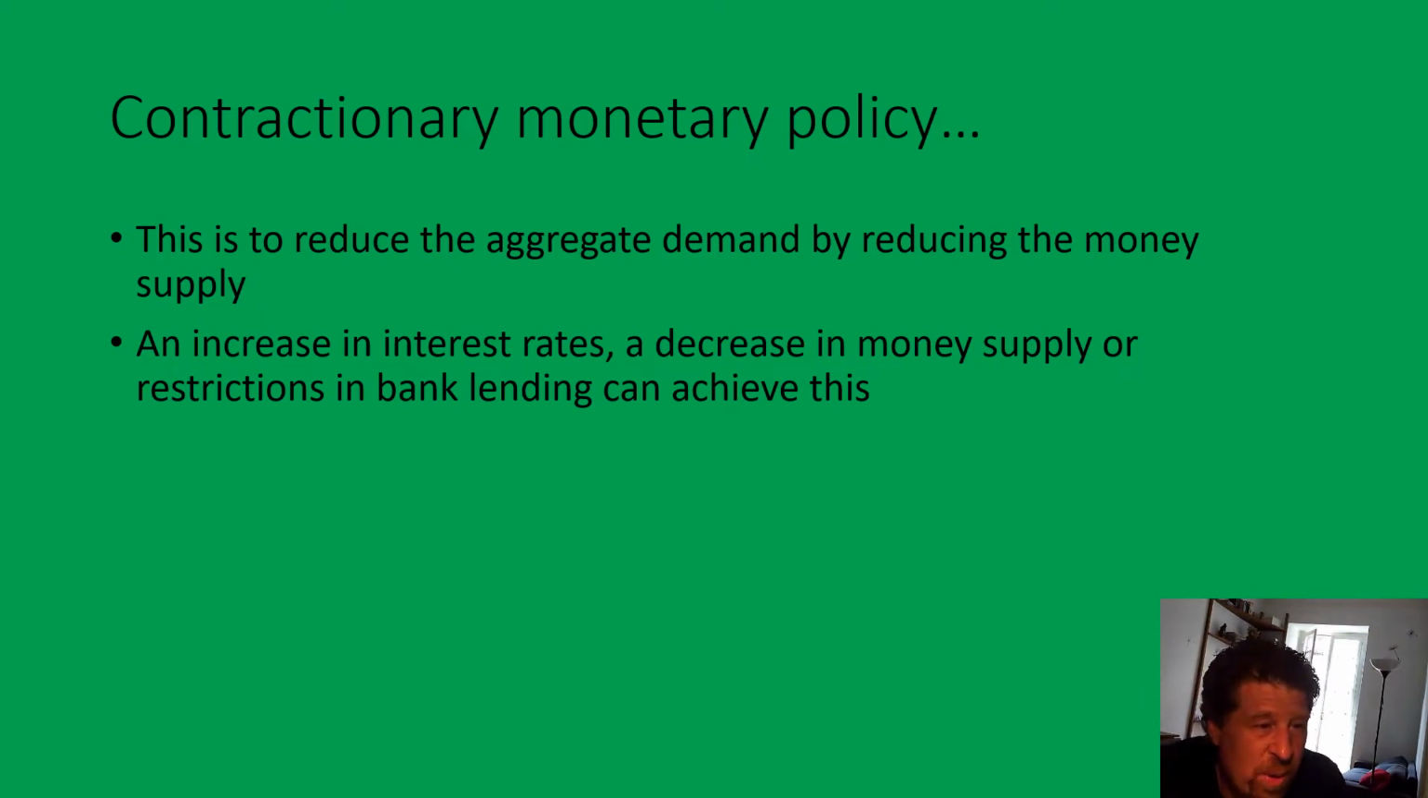Contractionary monetary policy will reduce aggregate demand by reducing the money supply. Here, obviously, we do the opposite. So an increase in interest rates will mean people put money in the banks and save it instead of spending it, and maybe businesses don't borrow to invest, etc. And that means a decrease in the money supply. Or they can stop printing money or slow the printing of money and have more restrictions on bank lending.